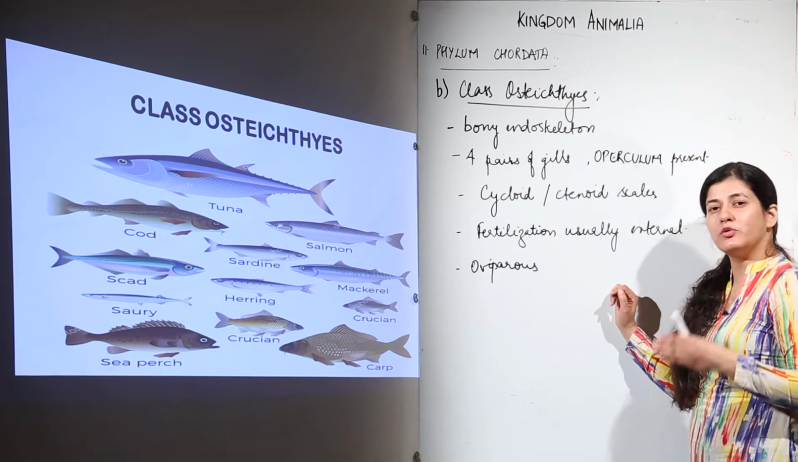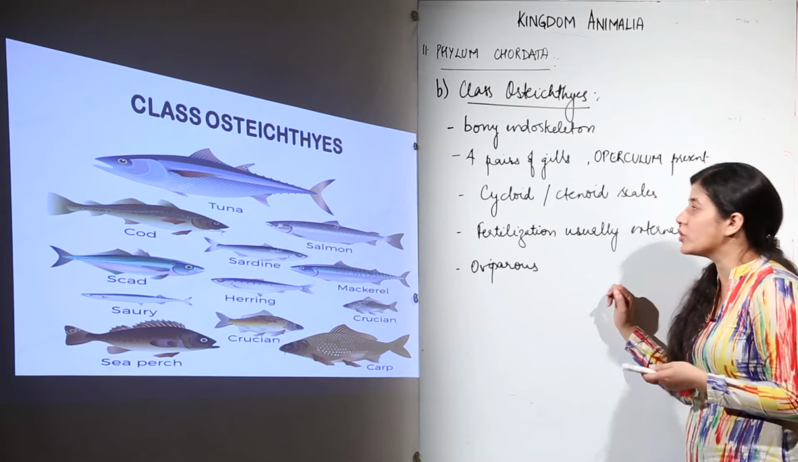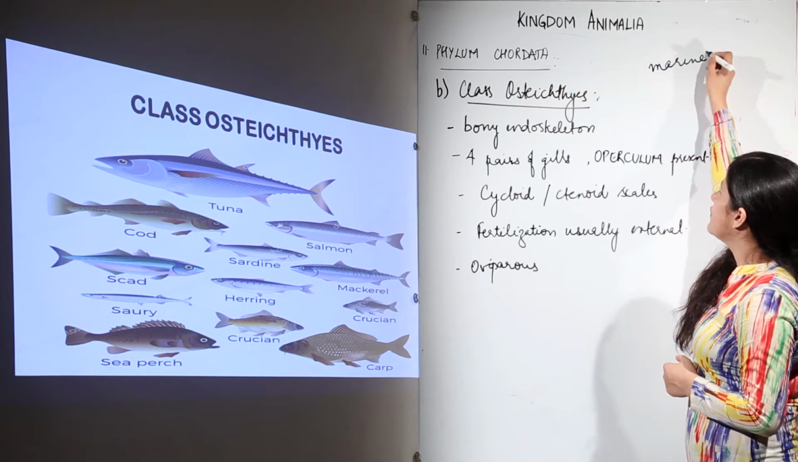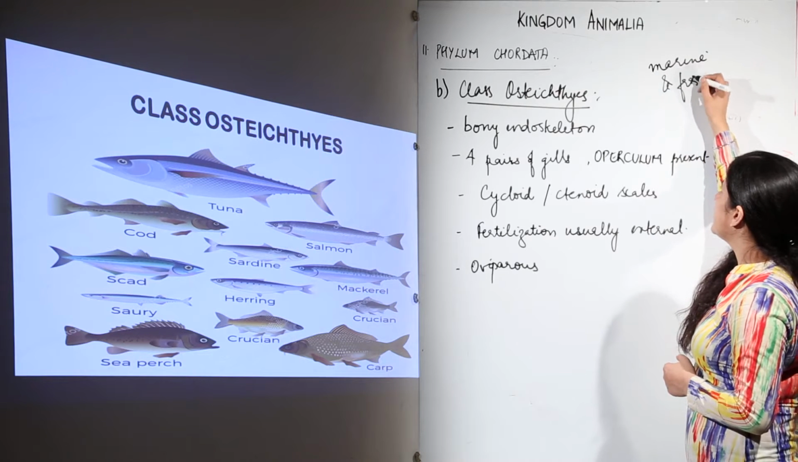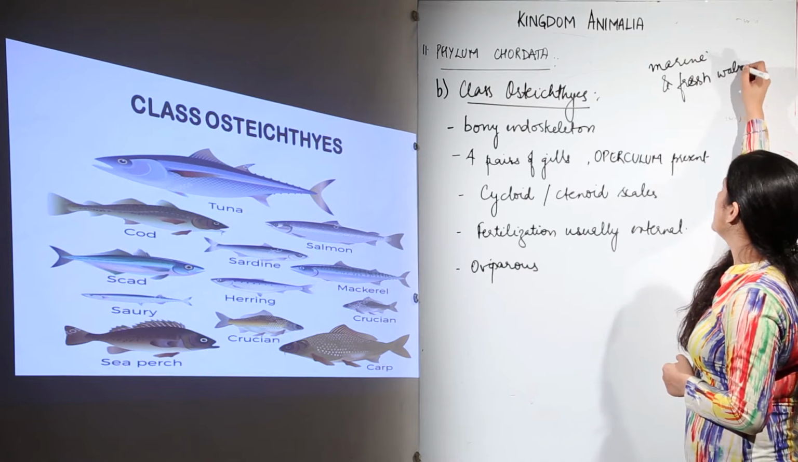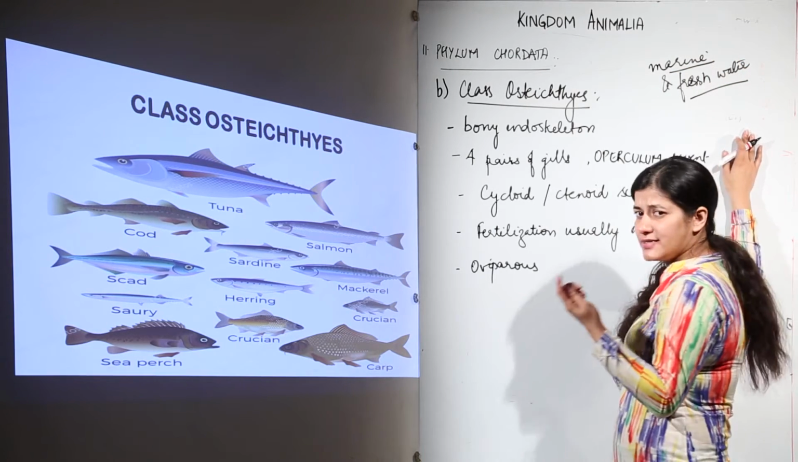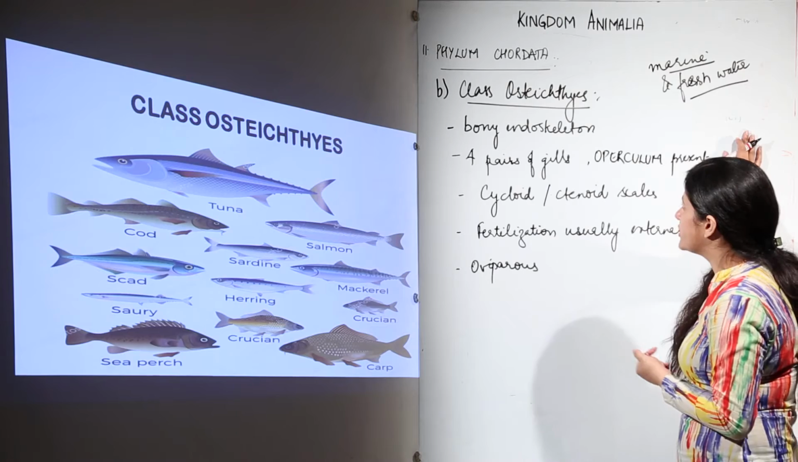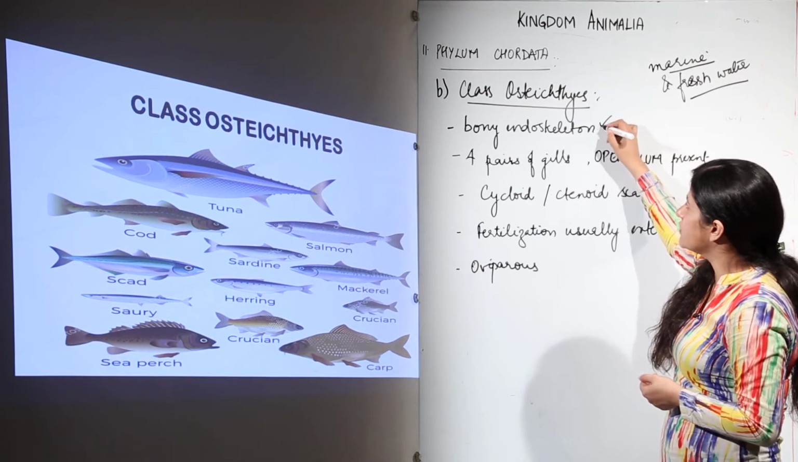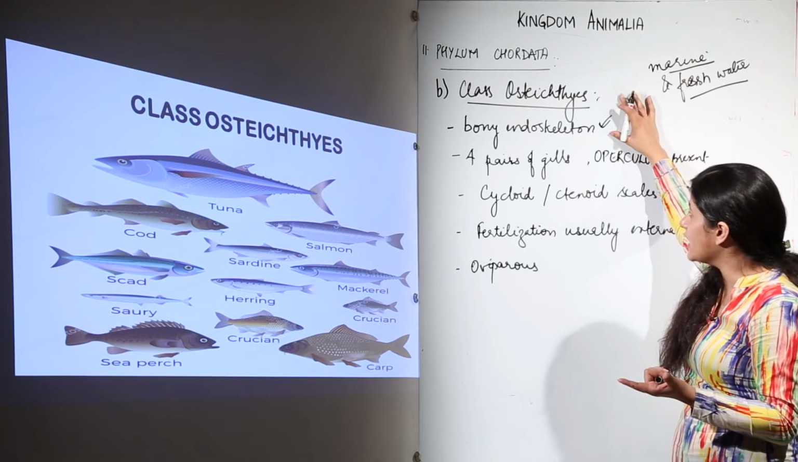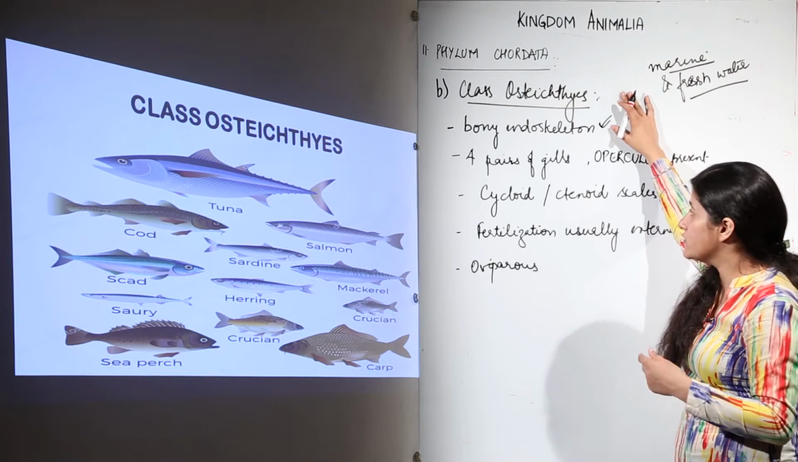They would be present in both marine and fresh water. So one thing that is different, they would be present in both marine and fresh water conditions. You would see the example of Pterophyllum, the angelfish you find in aquariums mostly. There is a bony endoskeleton, the first point of difference. Otherwise it was a cartilaginous endoskeleton. Here we are going to have a bony endoskeleton.